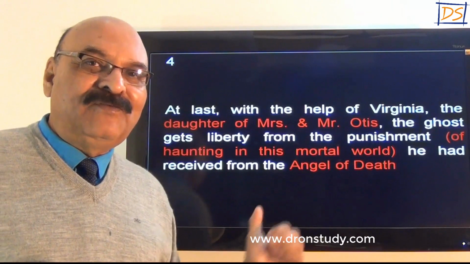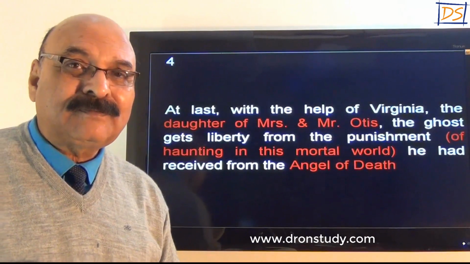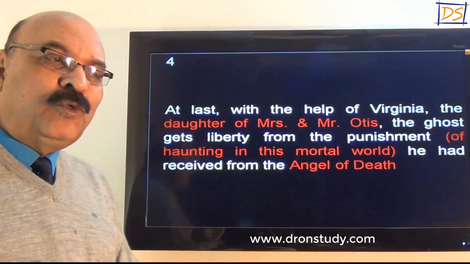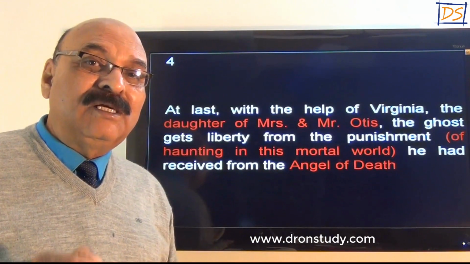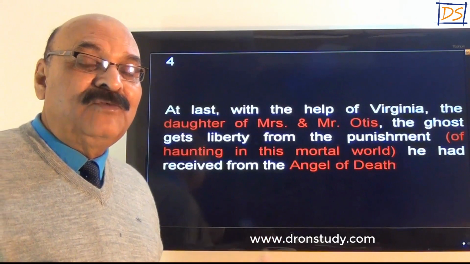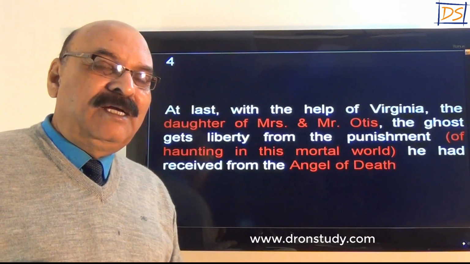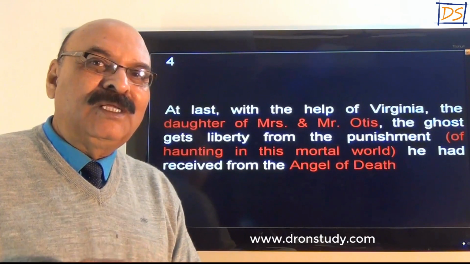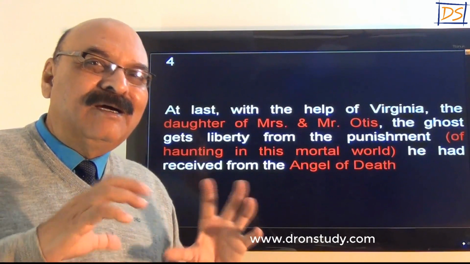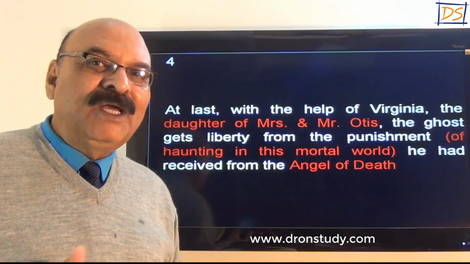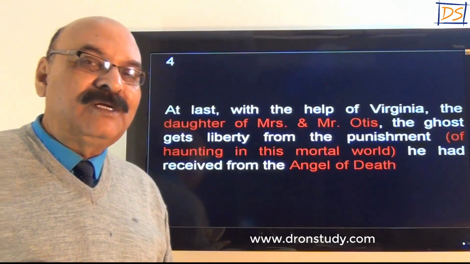There was no entry for this Sir Simon for his crimes or sins, you may say. Therefore, he was punished to wander about here until he was relieved or released by Virginia, the daughter of Mrs. and Mr. Hiram Otis. It was written near the window of the library that a girl would weep for him, a girl would pray for him, like that.